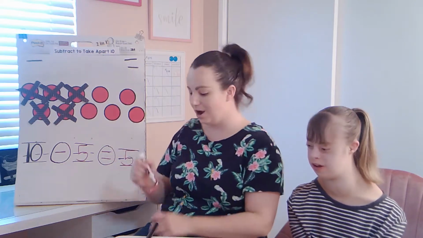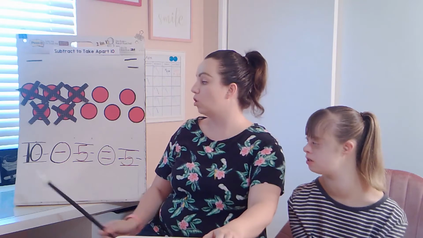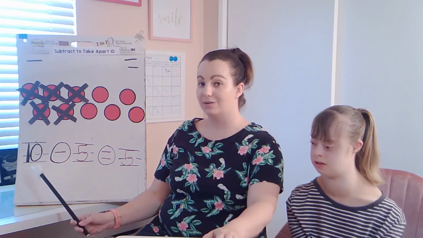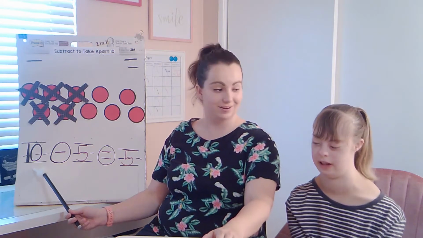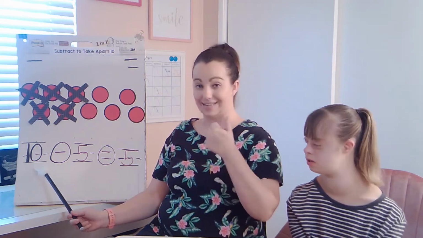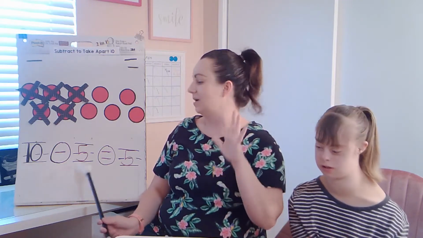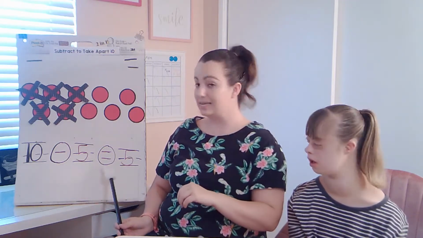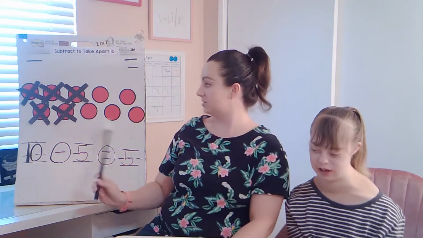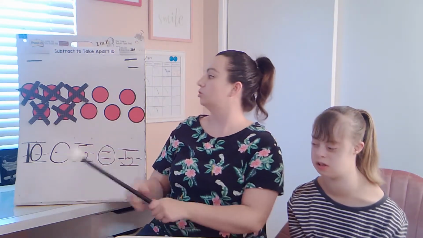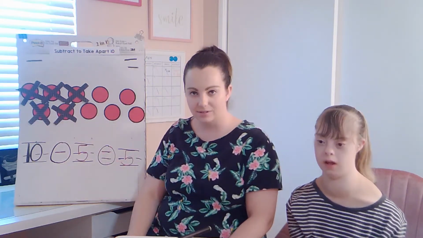Nice job. And being the cautious students that we are, let's go back, double check what we wrote. Ready? You're going to read it with me. Set, read with me. 10, take away or minus 5 equals 5. Yeah, we started with 10, took away 5, and we still had 5 left.